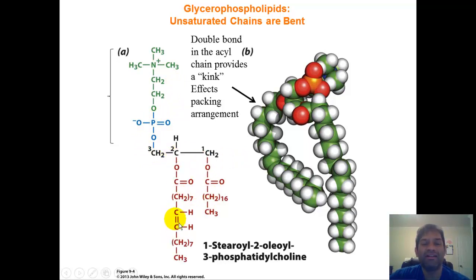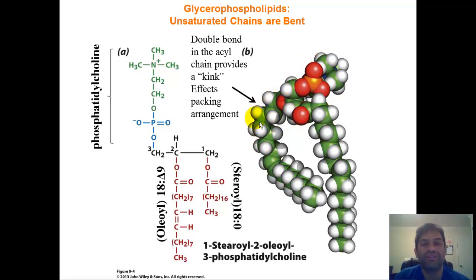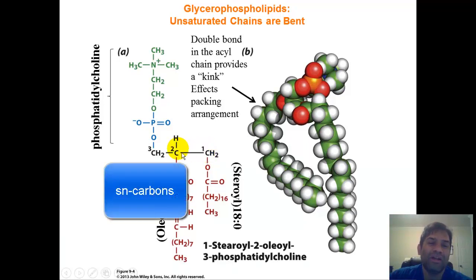Notice the double bond here. It provides a kink. So here's our head group. Here are our 2 little acyl chains. The double bond provides a kink. So this is sort of the dissection of the individual parts of the glycerophospholipid here. Oftentimes we'll call this carbon number an SN carbon. So this would be SN1, SN2, and then SN3.